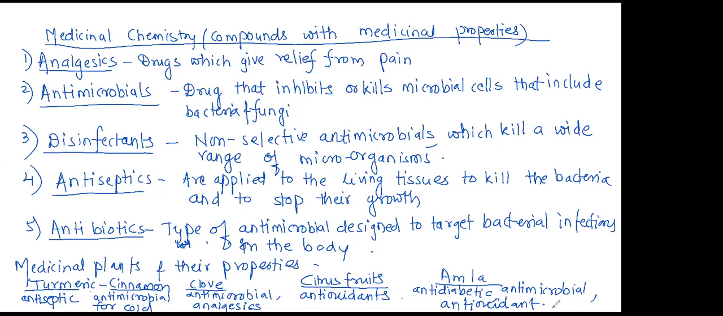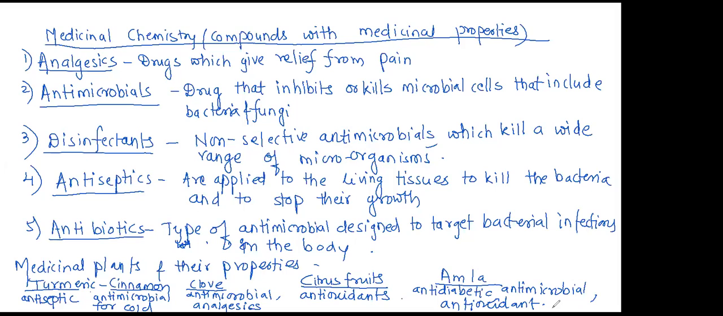To understand these compounds, I have given you some natural medicinal plants and their properties. What are analgesics? Analgesics are drugs which give us relief from pain, as I said, crocin, combiflam, but combiflam is not good. These painkiller tablets are analgesics. Then antimicrobials: they inhibit or kill microbial cells, which basically include bacteria and fungi.